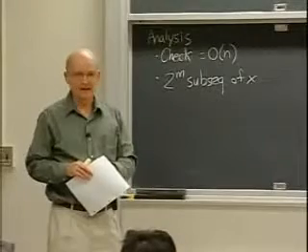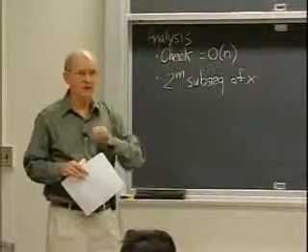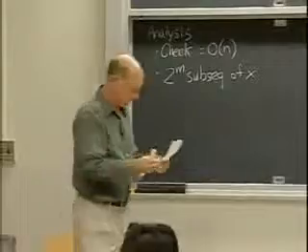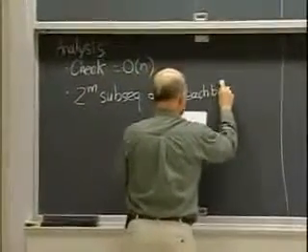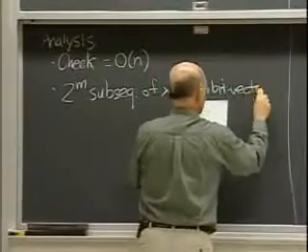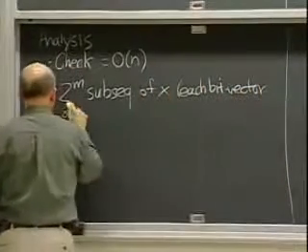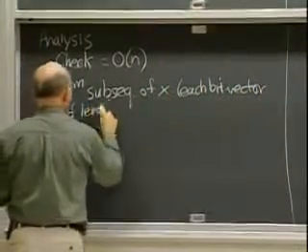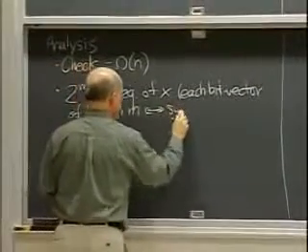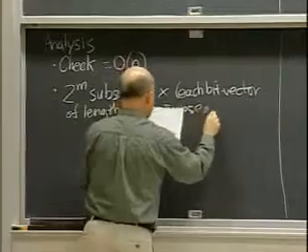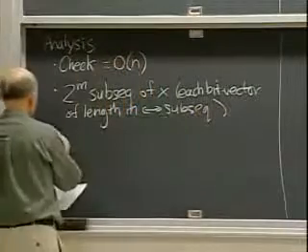Okay? And so every one of those will be a unique subsequence. So each bit vector of length m corresponds to a subsequence. That's a generally good trick to know.